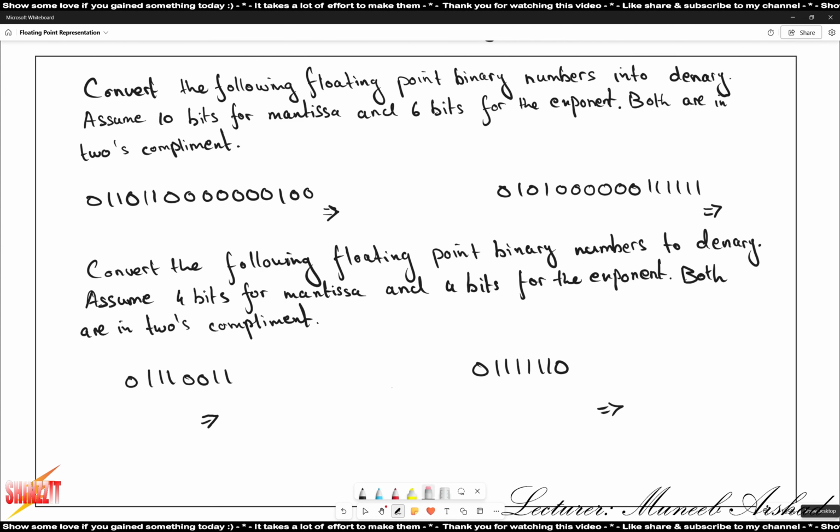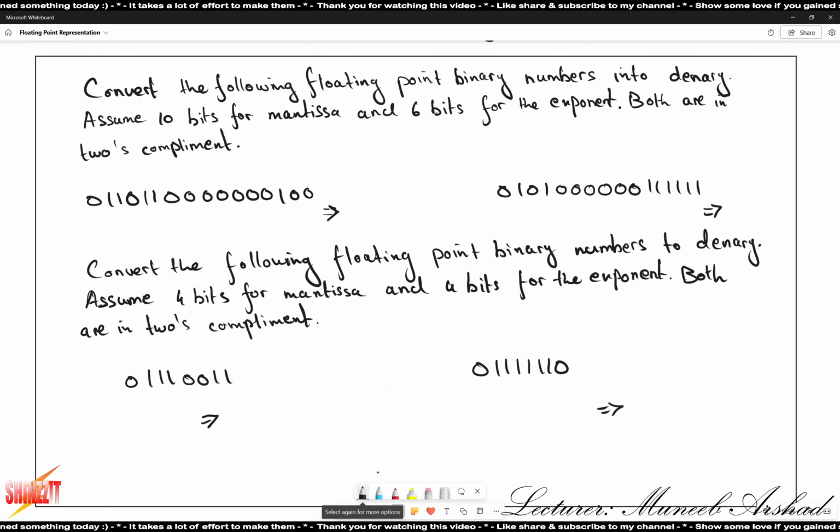Anyone calculated the first one? आंसर बता दें. 13.5. I don't have my graphic tablet plugged in. 13.5. Anyone calculated the second one? Sir, I did, but I'm not sure. कोई बात नहीं, बताओ, कोई बात नहीं. 0.15625.